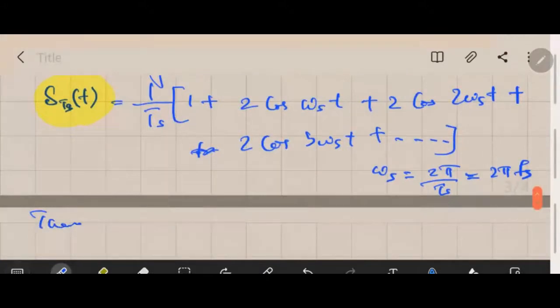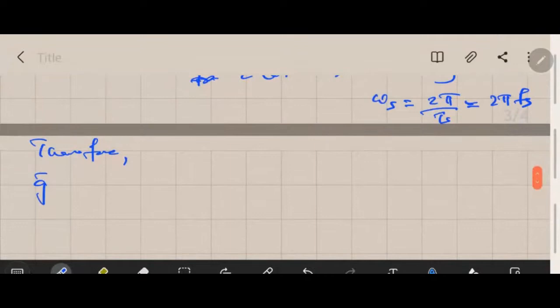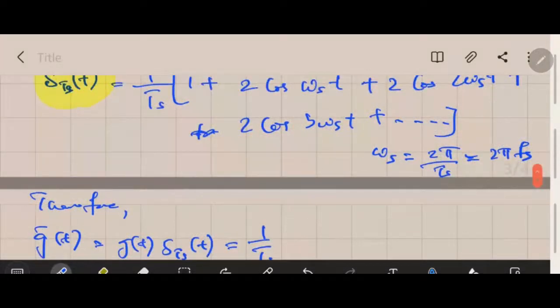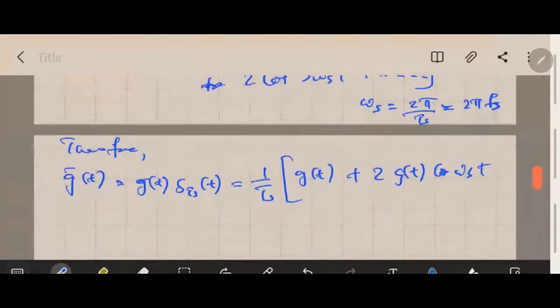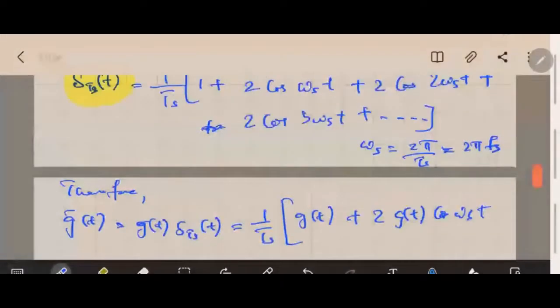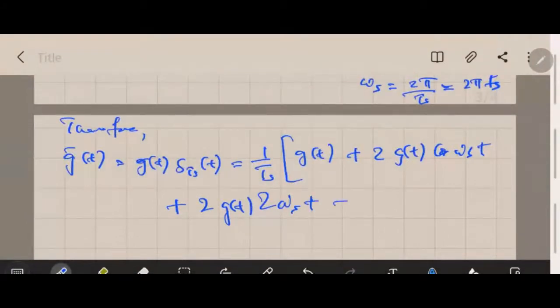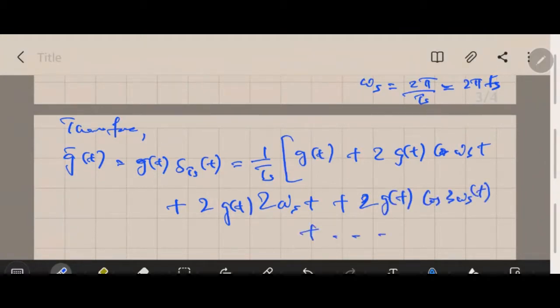Therefore, we could write that g bar of t is equal to g of t multiplied with delta Ts of t, which is equal to 1 by Ts times 1 plus, with g of t multiplied with it, so g of t, plus 2 g of t cos omega s t, plus 2 g of t cos 2 omega s t, plus 2 g of t cos 3 omega s t, in this way, plus dot dot dot, this goes on like this.